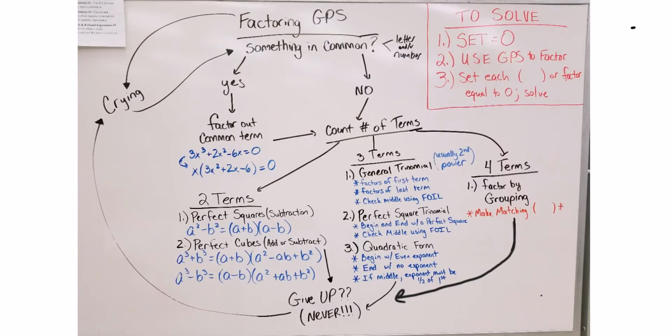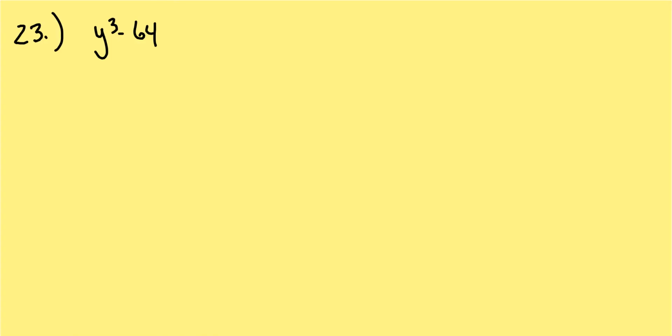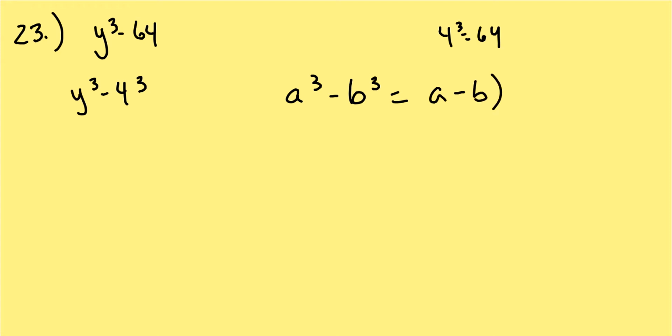Alright, so for 23 through 28, I'm going to be using that. So I have to know right away from 23 that 4 cubed is 64. I'm using perfect cubes. So I have y cubed minus 4 cubed. So I'm using this formula. A cubed minus b cubed equals a minus b in parentheses, a squared plus ab plus b squared.